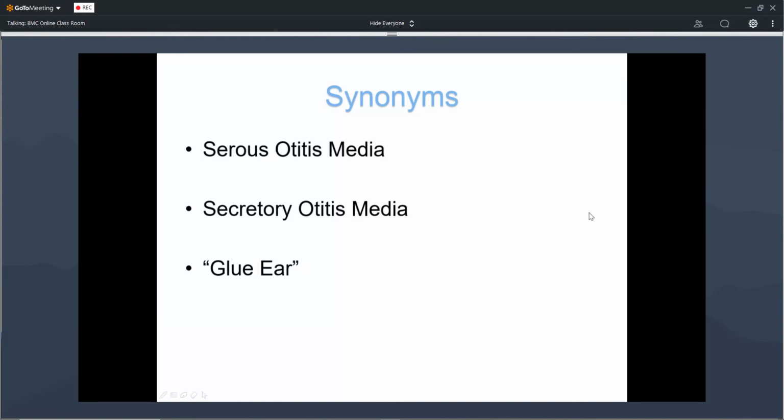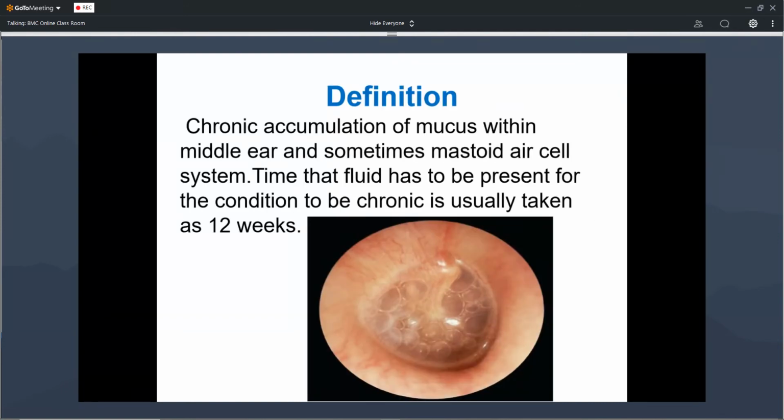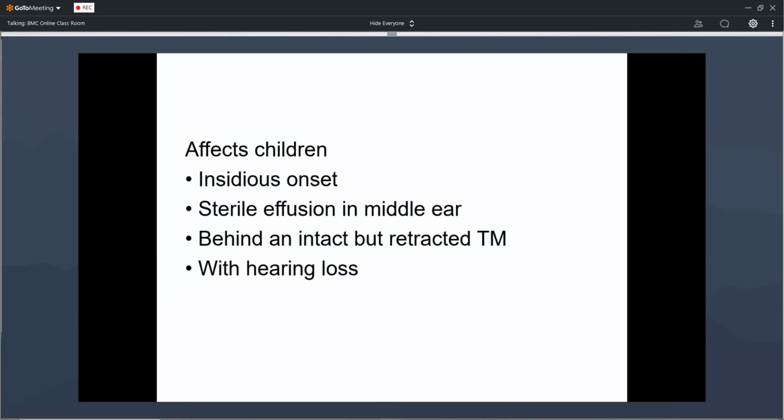This is the definition of non-suppurative otitis media: chronic accumulation of mucus within the middle ear and sometimes the mastoid air cell system. To call it a chronic condition, the fluid accumulation should be present for at least 12 weeks, that is 3 months. This is also most commonly seen in children. One of the commonest etiologies for non-suppurative otitis media is persistence after ASOM. If they took inadequate treatment for ASOM, the bacterial infection will subside, but the fluid will remain in the middle ear cavity.